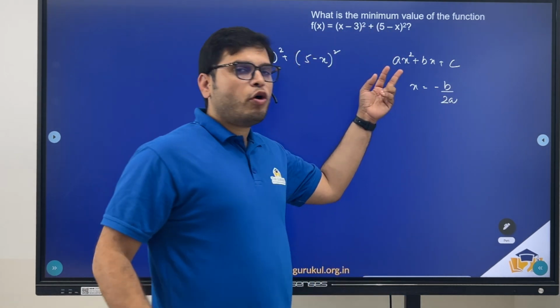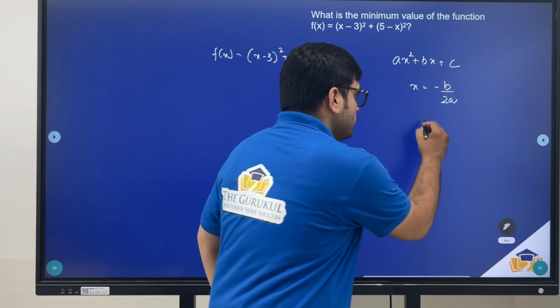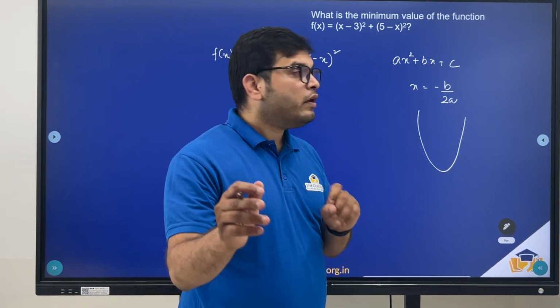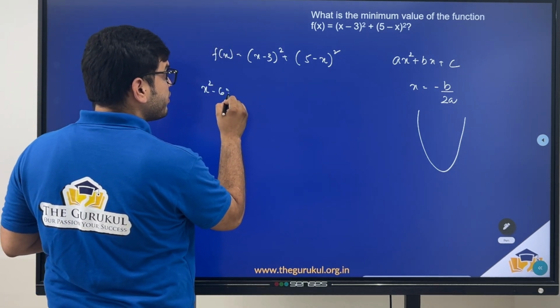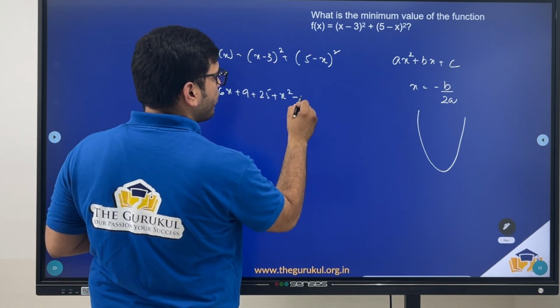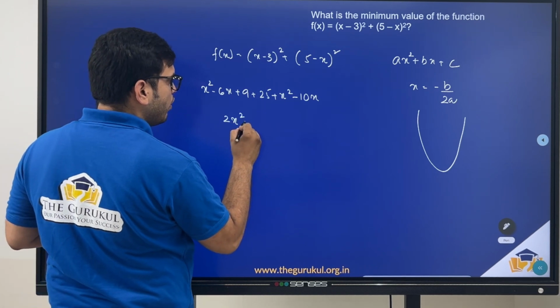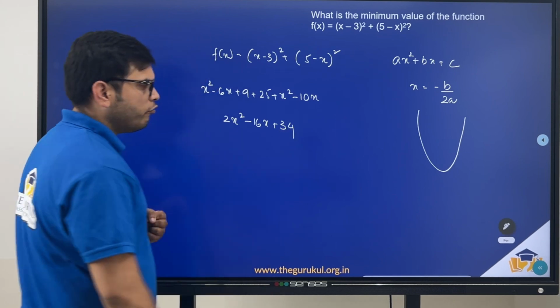Now this depends on the coefficient of a. If the value of a is positive, that means it will be an upward facing parabola and this will be having a minimum value. Now on expansion, we'll be having x square minus 6x plus 9 plus 25 plus x square minus 10x. So x square plus x square, 2x square minus 16x plus 34.